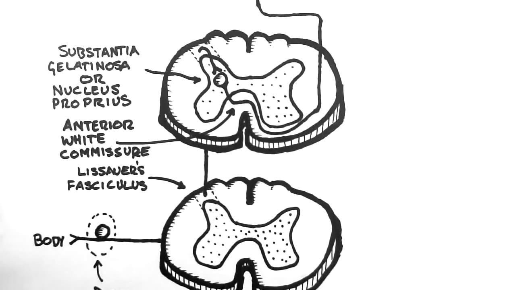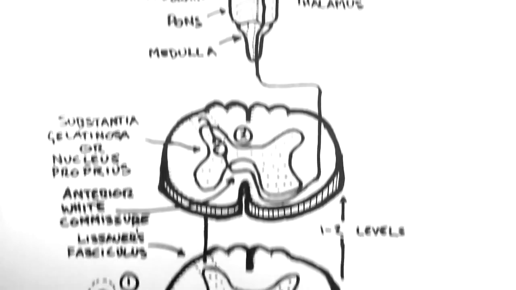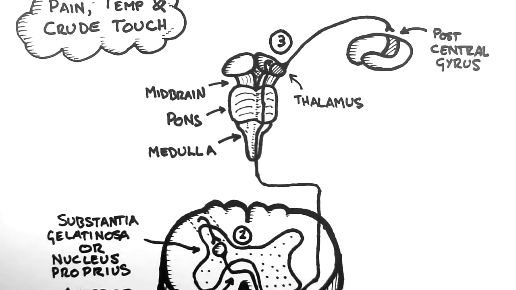Now I'll finish by reiterating that Lissauer's fasciculus is the route by which the spinothalamic tract ascends or descends 1 to 2 levels before synapsing to the spinal cord grey matter. And like the dorsal column medial lemniscus pathway, this is a 3-neuron pathway. The first is in the dorsal root ganglion, the second is in the dorsal horn of the spinal cord, and the third is in the thalamus.